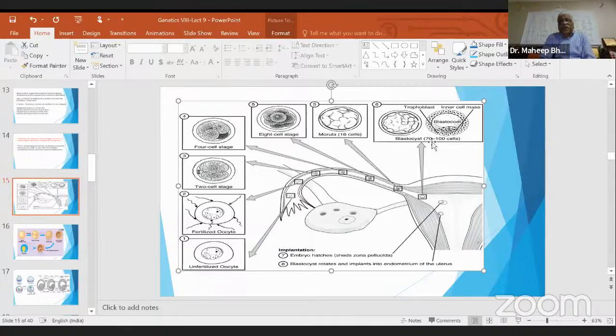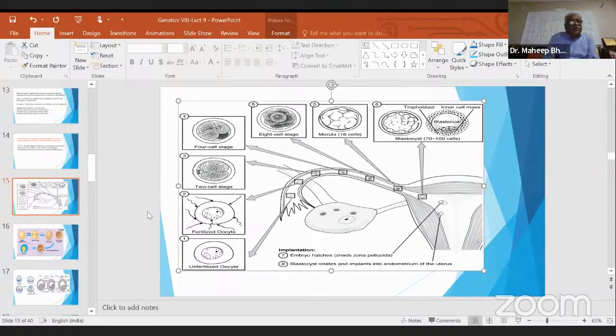Then this blastocoel undergoes another development. Most of the cells are on the outside, and there is a hollow cavity inside. This cavity is called the blastocoel, which you can see here. The large cells are present on the lower side, accumulated here, and the small cells are on the upper side. And then there is a cavity known as the blastocoel.